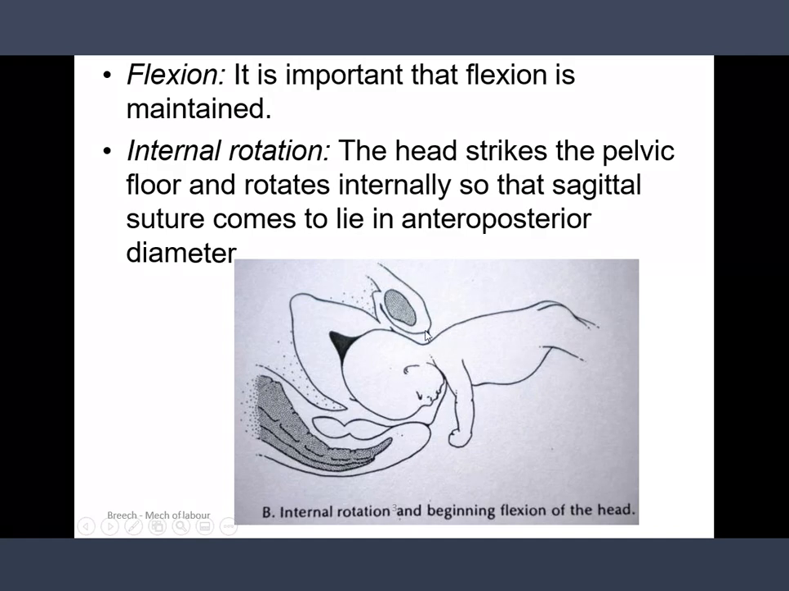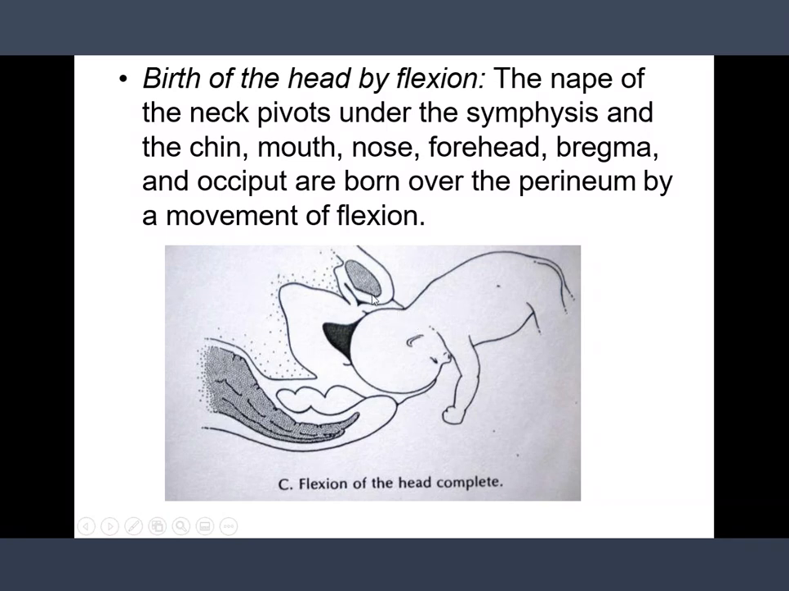Okay, so after internal rotation, the head is delivered by flexion of the head. The first part delivered is the chin, next the mouth, next the nose, next the forehead, next the vertex, and the last part delivered is the occiput. So it will be delivered like this by flexion of the fetal head. So the head is delivered by flexion in breech presentation. Buttocks are delivered by lateral flexion, shoulders are delivered by lateral flexion, whereas the head is delivered by flexion of the fetal head.